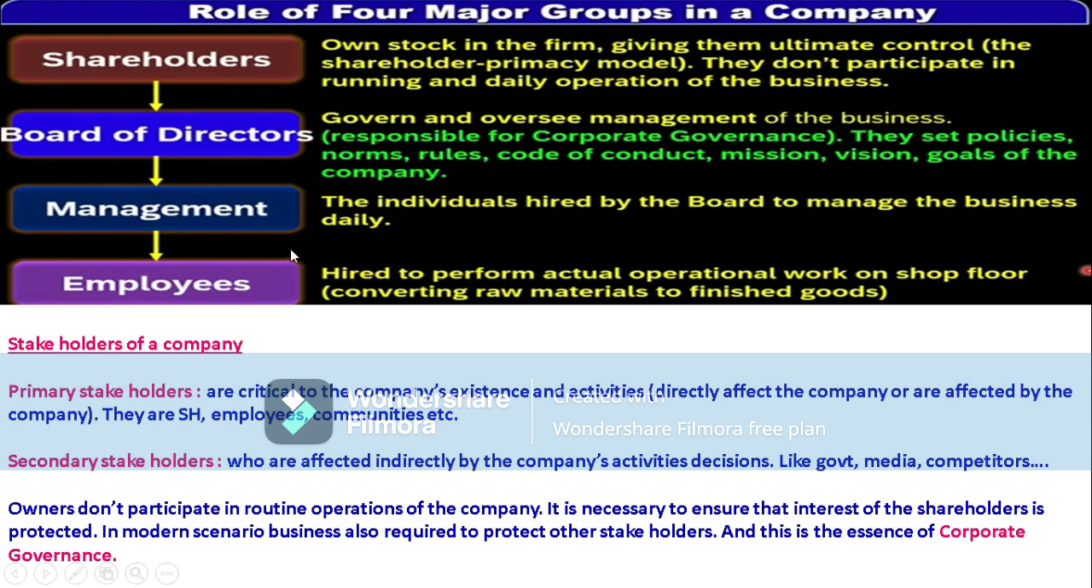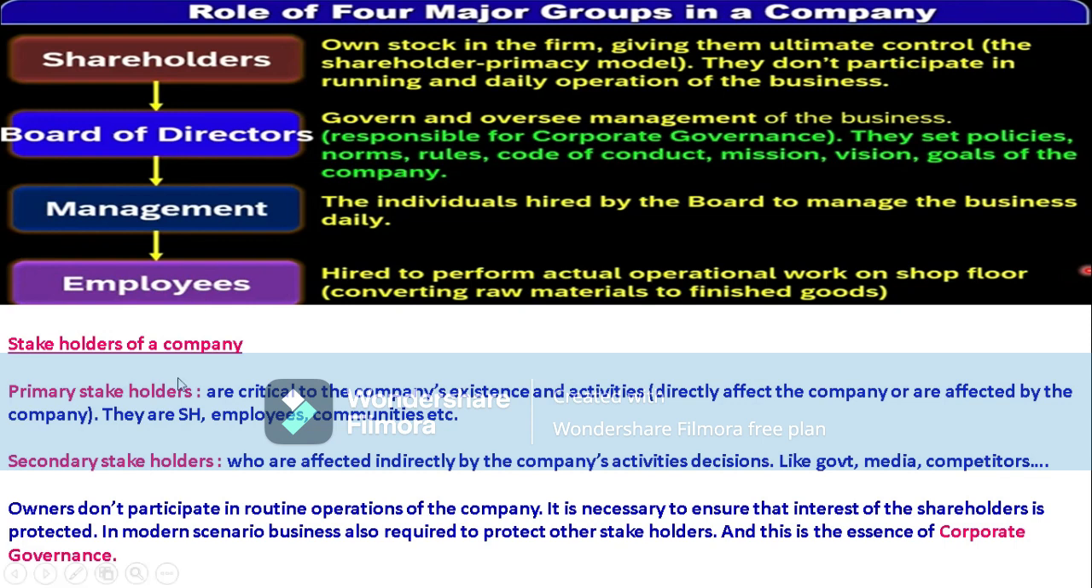Now if we see employees, they are hired to perform actual operational work on the shop floor. Okay, that is nothing but converting raw materials to finished goods, means they are in actual work. Okay, so they are doing operational activities in production and services of an organization. Okay, so these are the four major groups, and also the four major roles played by these people.